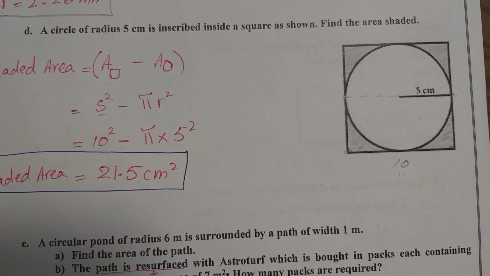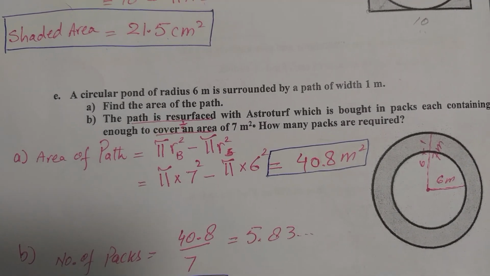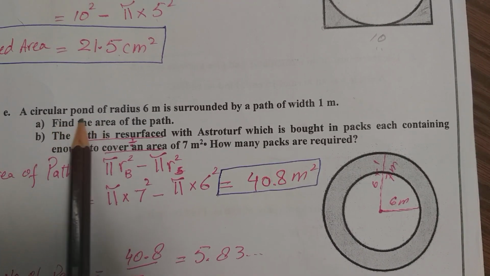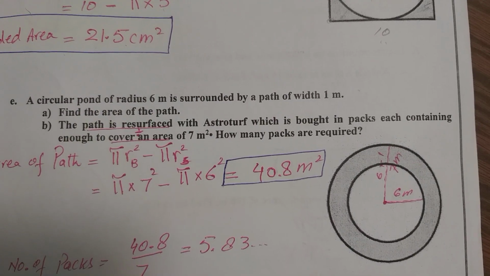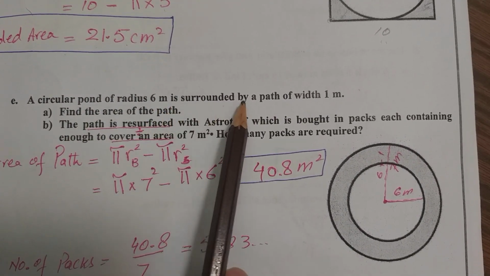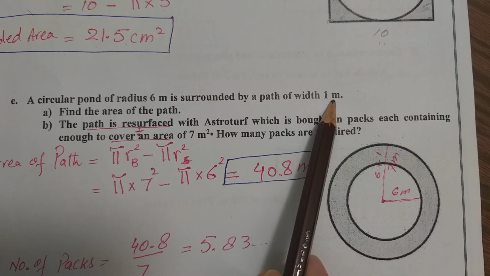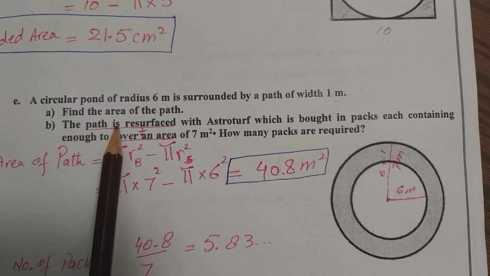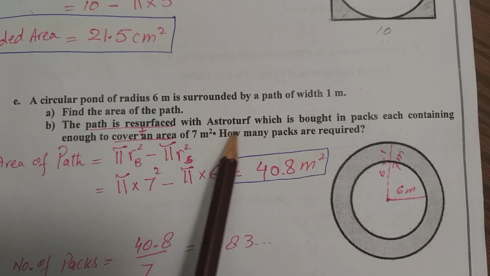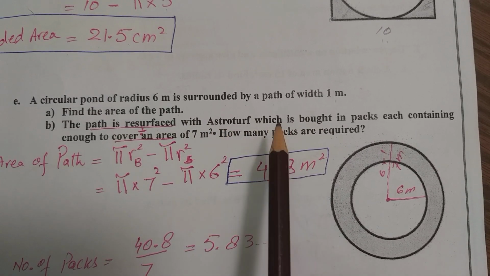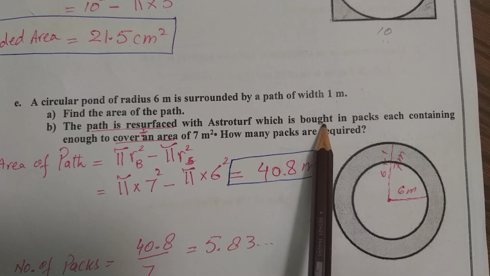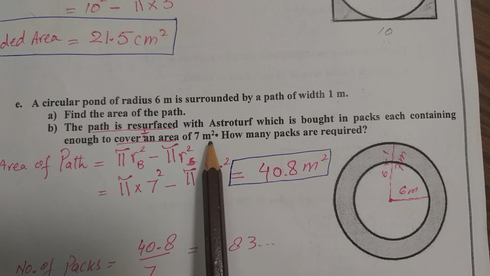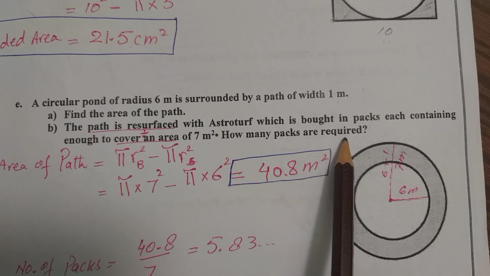Okay guys, in the next question, part e, we are given a circular pond of radius 6 meter surrounded by a path of width 1 meter. Find the area of the path. The path is resurfaced with astroturf, which is bought in packs, each containing enough to cover an area of 7 meter square. How many packs are required?